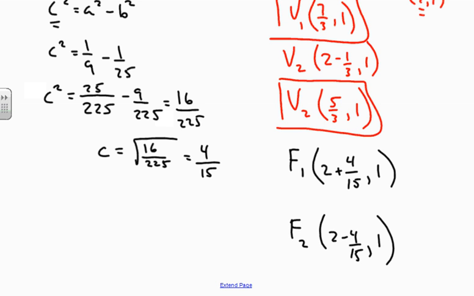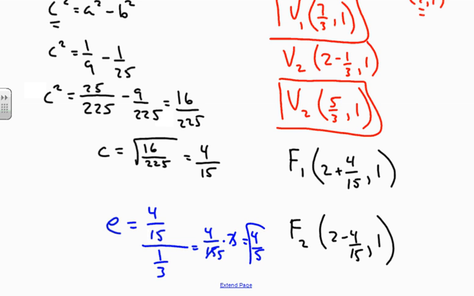Those are going to be our different foci. We can find our eccentricity, finally, by taking our c value and dividing by our a value, which is 1/3. So we have 4/15 times 3, and then it's going to be 5, so we have 4/5. All right, and that is our information. 4/5 is kind of close to 1, so it should be a pretty oval shape.